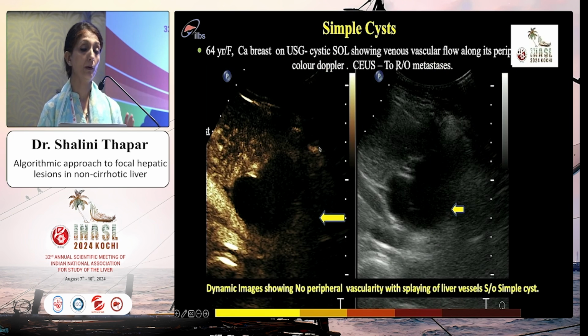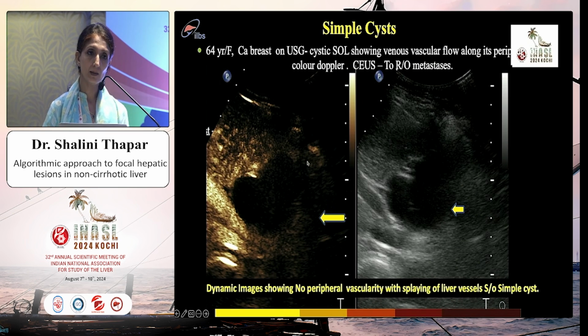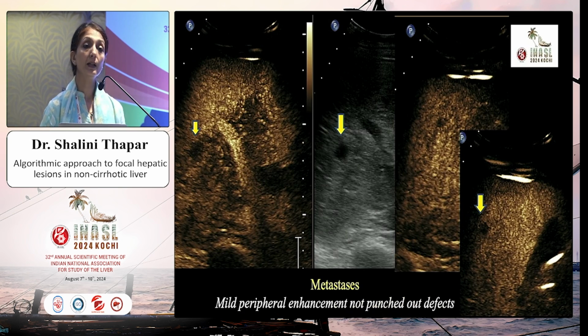So when you do a contrast study, these are all the bright areas of contrast in the liver, and this is a punched out lesion in a patient who came to us with suspected cysts versus metastasis. A known case of carcinoma breast, with some lesions in the liver, we don't know what that is. If it is a completely punched out lesion and there is no peripheral vascularity with splaying of liver vessels, this is a simple cyst and nothing needs to be done about it.